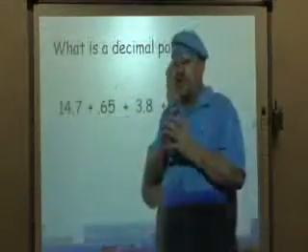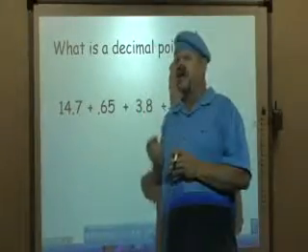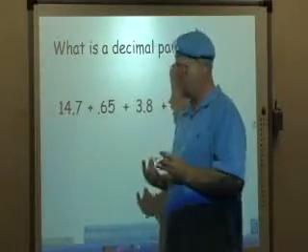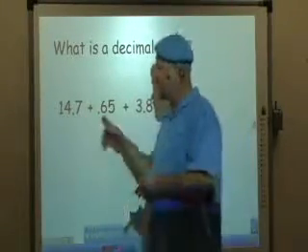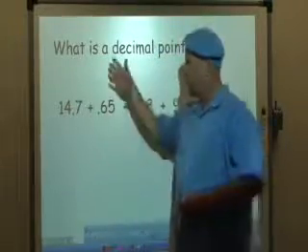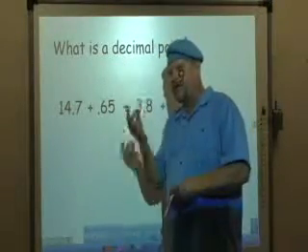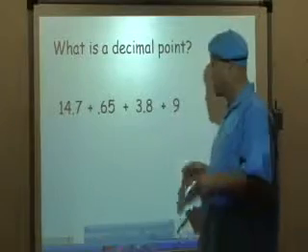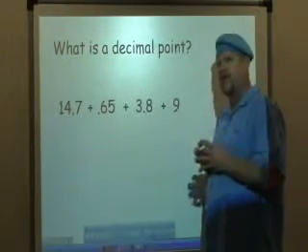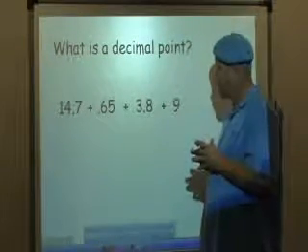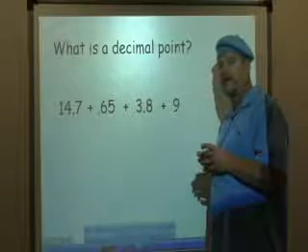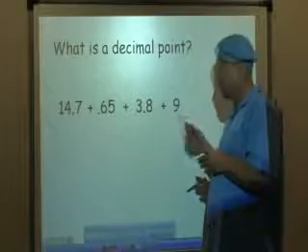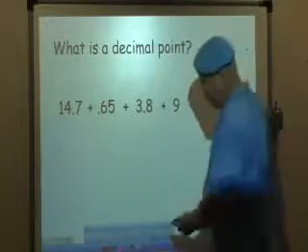Let's do another problem here. Remember, when you add and subtract decimals, you line up the decimal. Here's a decimal point, decimal point, decimal point. I'm going to line them up straight down the way gravity falls. But what about this 9? What do you call a number that doesn't have a decimal point? You call it a whole number. Where would the decimal go? Behind it. If you can't find it, you put it behind it.